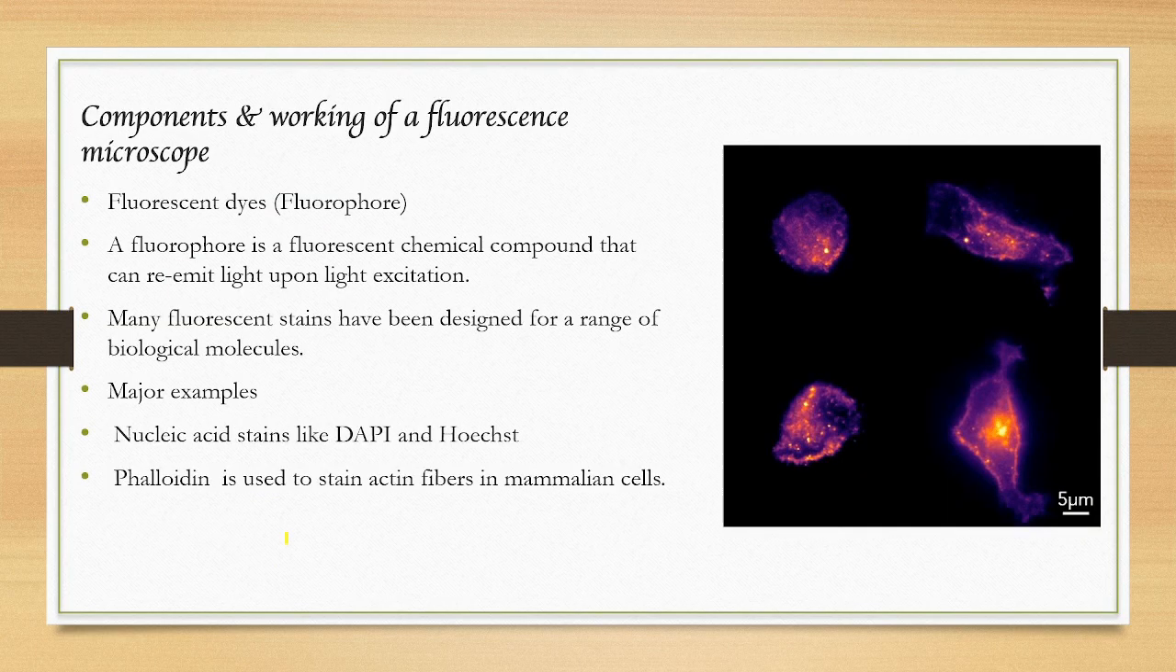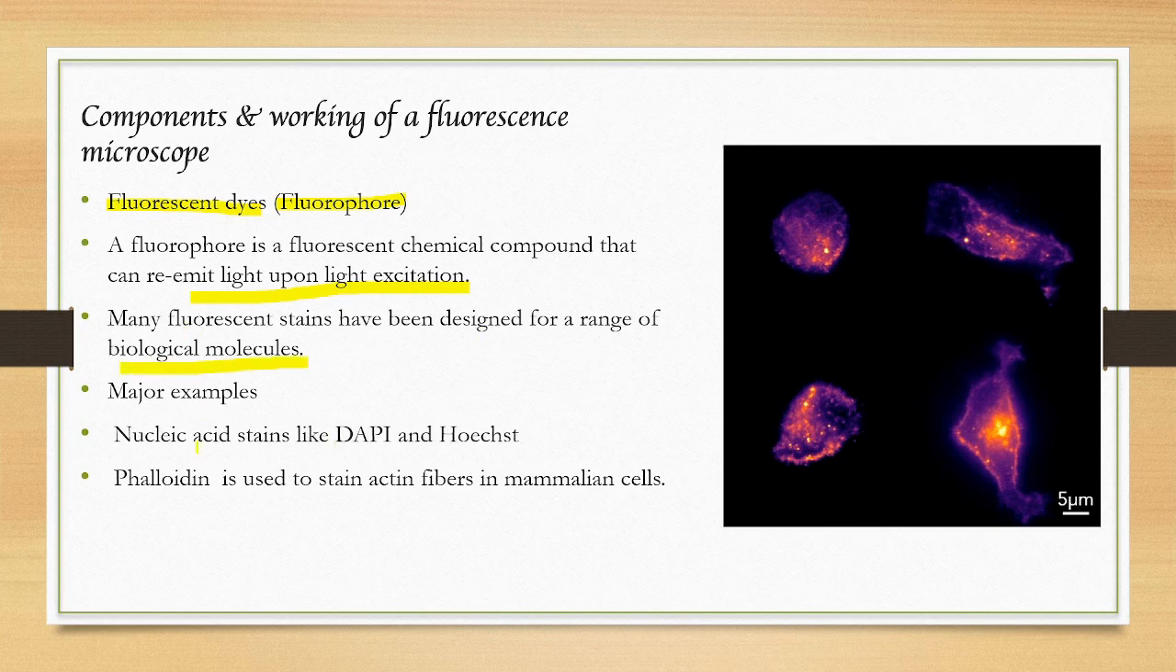So what are the components and working of a fluorescent microscope? There should be a fluorescent dye. This is also called a fluorophore. It's a marker. A fluorophore is a fluorescent chemical compound that can re-emit light upon light excitation. Many fluorescent stains have been designed for different biological molecules.